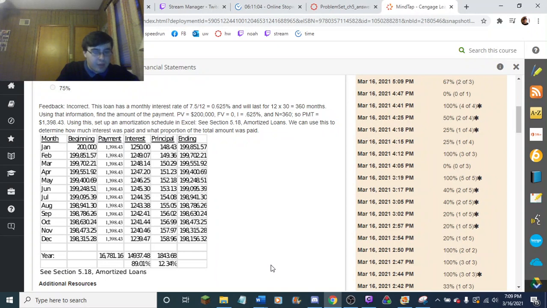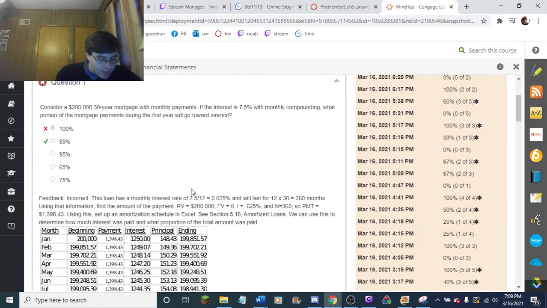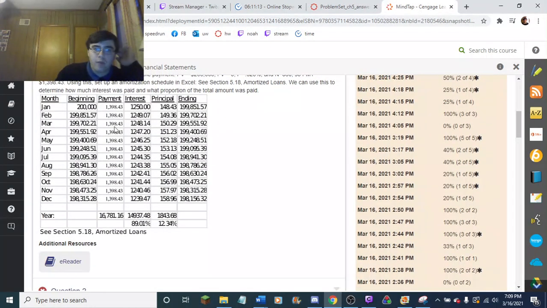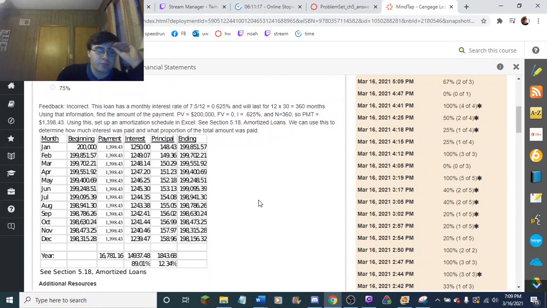14,937.48 divided by 16,781.16 is 89%. So if you add up every single interest payment for the entire year, you get this. And if you add up every payment for the whole year, you get this. But how are you supposed to add up those numbers? Except using Excel, because otherwise you'd have to manually add all of them up.